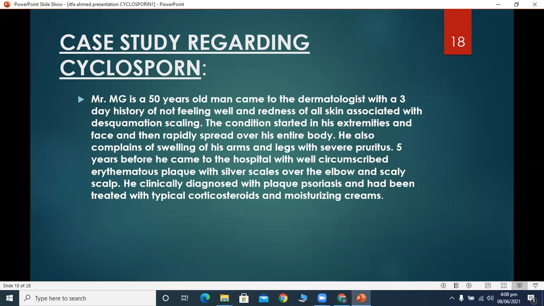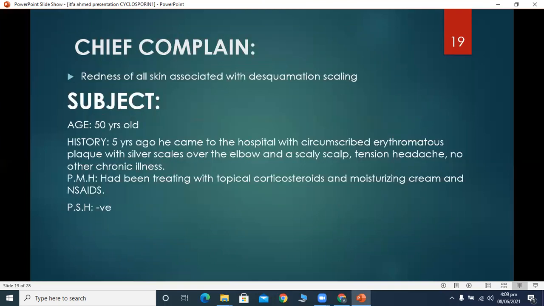Five years before, he came to the hospital with a well circumscribed erythematous plaque with silver scale over the elbow and scaly scalp. He was clinically diagnosed with plaque psoriasis and had been treated with topical corticosteroids and moisturizing creams. Now, his chief complaint is redness of all skin associated with desquamation and scaling.